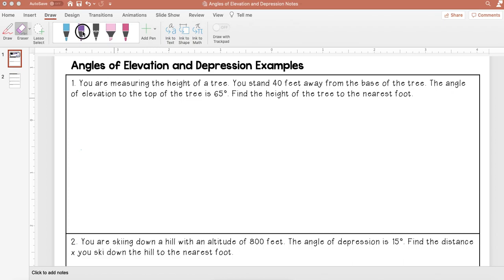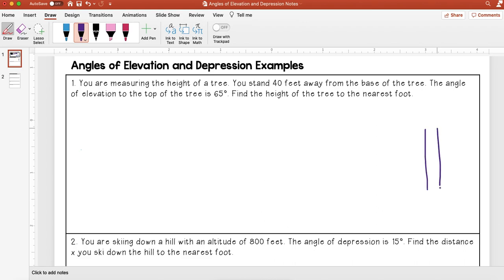We're going to look at some examples of angles of elevation and depression in these application problems. So this first one says you're measuring the height of a tree. You stand 40 feet away from the base of the tree. The angle of elevation to the top of the tree is 65 degrees. Find the height of the tree to the nearest foot.